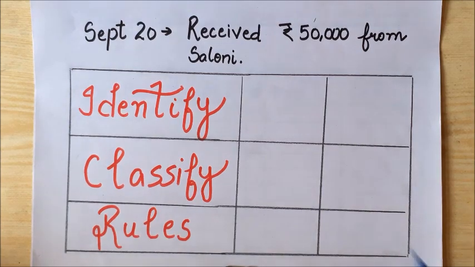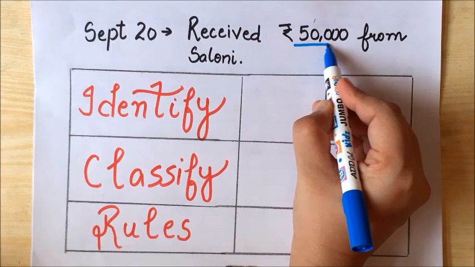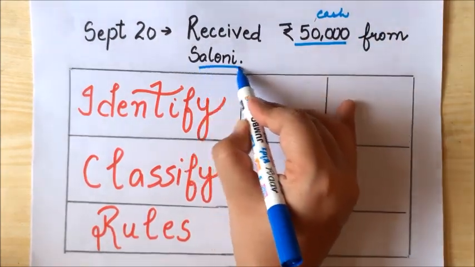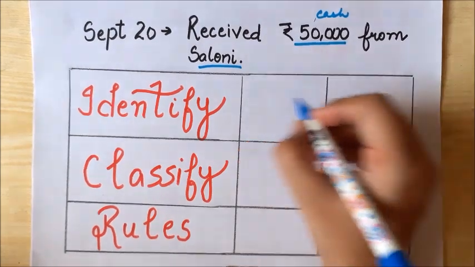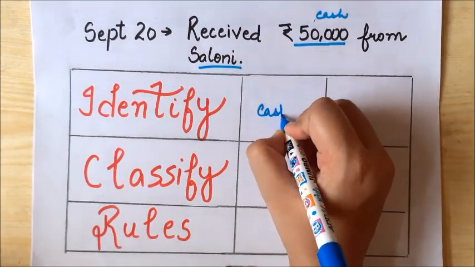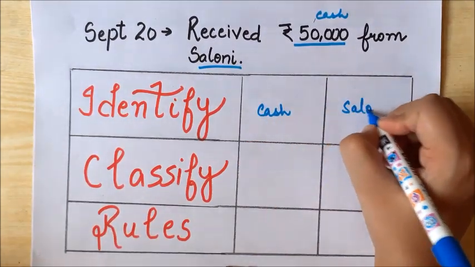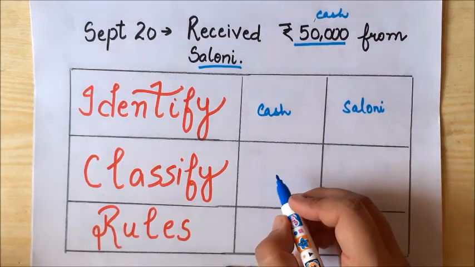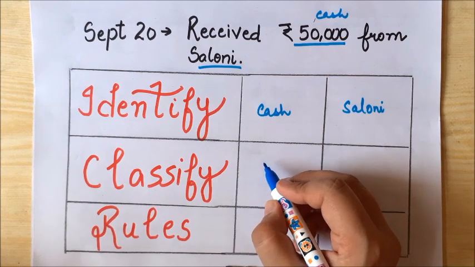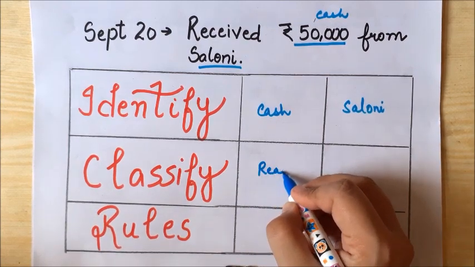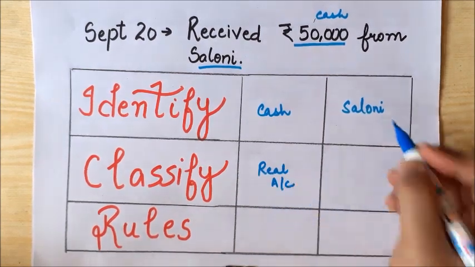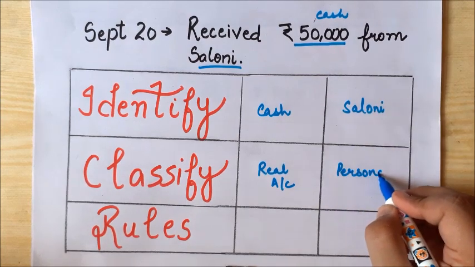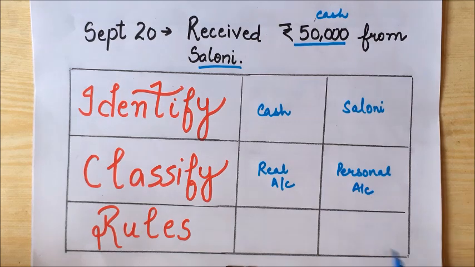On September 20, 50,000 is received from Saloni. So the two accounts involved are cash and Saloni. I'm writing in the identification column cash and Saloni. Next you need to classify these accounts. Cash is the property of the business, so I'm writing real account. Saloni is a person, a natural person, so I'm writing personal account.